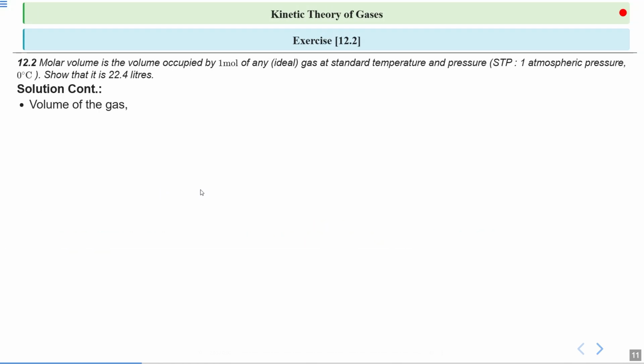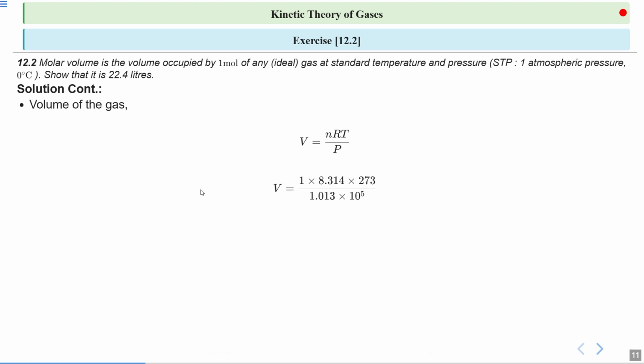Now, volume of gas is related to amount of substance, temperature and pressure. So we use the ideal gas law, which is expressed as V equal to nRT divided by P. Here V is the volume, n is the number of moles and T is the temperature, R is the universal gas constant, P is the pressure. This equation will help us calculate the molar volume.